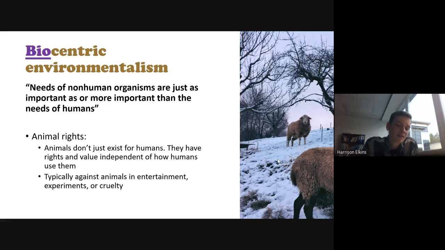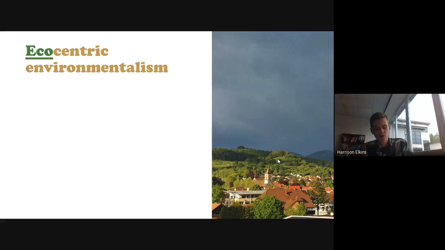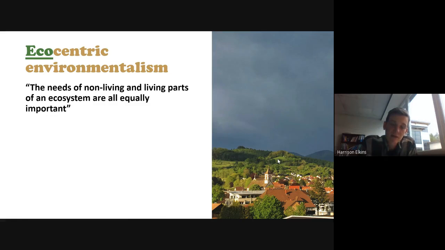Typically it's not that extreme, but they will go against animals being used in entertainment or experiments or cruelty. So, not breaking an elephant's back trying to make him do cool tricks at a circus. Okay, so that's more of a biocentric environmentalism. Let's focus on the trees, let's focus on the animals, and human society, sure, but let's focus more on the biocentric here.